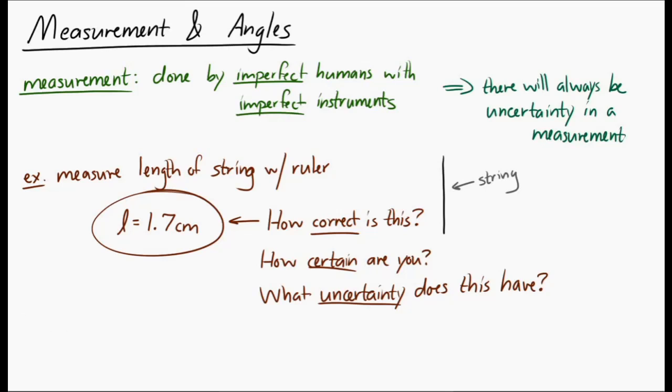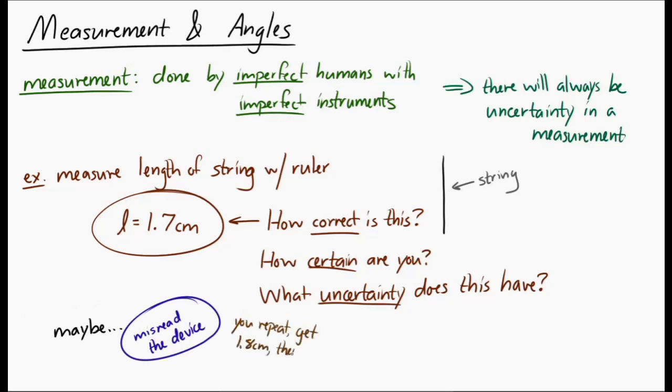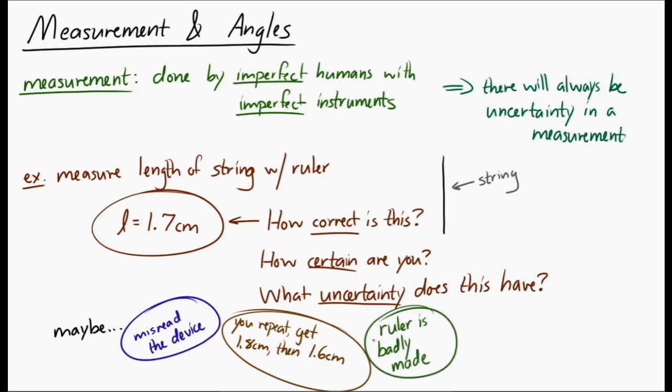So, for example, maybe you misread the device. Maybe you made a mistake. And another time you do the measurement and you get 1.8 centimeters. And then you do it again and you get 1.6 centimeters. That would be telling you that there is an uncertainty in the measurement, just in how it's being performed. Or maybe the cause of the uncertainty is the measurement device. Maybe the ruler was badly made. Then, even if you were really, really careful, the measurement will be off of its true value. There will be an uncertainty due to the measurement device.